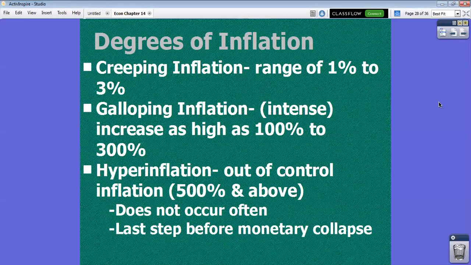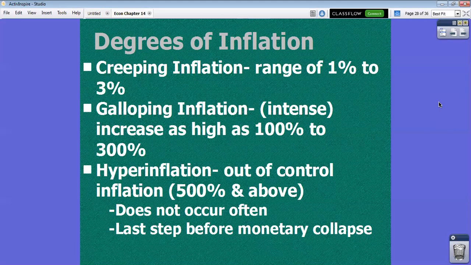There are 3 degrees of inflation. First one, if you'll remember this from your homework, is creeping inflation. That's where inflation increases anywhere from 1 to 3%. This is usually about annually. This is normal inflation. Creeping inflation is what you guys know just in your lifetime of what it cost to see a movie when you were in grammar school versus what it costs to see a movie now as you're graduating from high school.